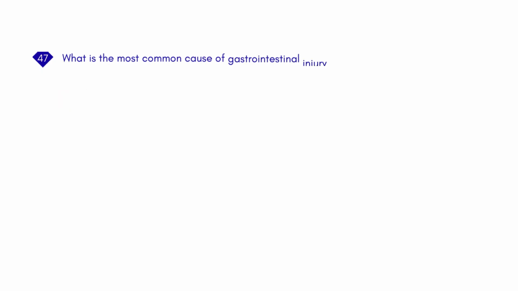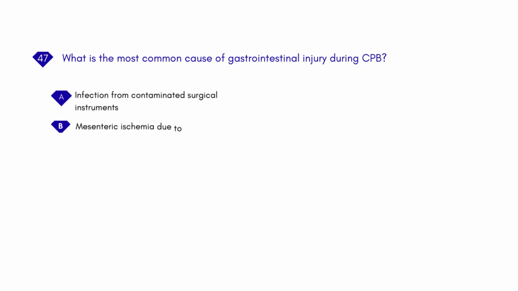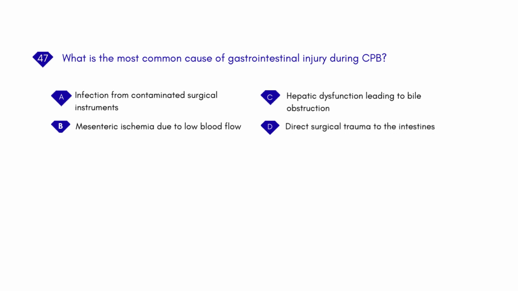What is the most common cause of gastrointestinal injury during CPB? A. Infection from contaminated surgical instruments. B. Mesenteric ischemia due to low blood flow. C. Hepatic dysfunction leading to bile obstruction. D. Direct surgical trauma to the intestines. Answer: B. Mesenteric ischemia due to low blood flow.